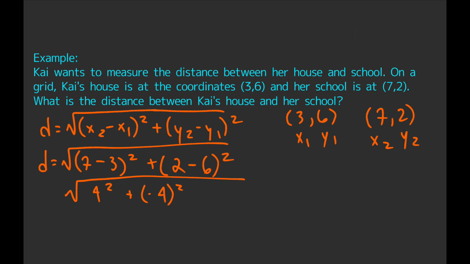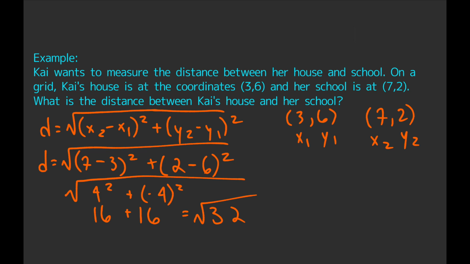And notice how I put the negative 4 in parentheses, that's very important. Next we are going to simplify some more. 4 squared equals 16, plus negative 4 squared is also equal to 16. And it's not negative 16 because we put the negative 4 in parentheses before squaring. So now we have 16 plus 16, and that equals 32. So now we have the square root of 32.